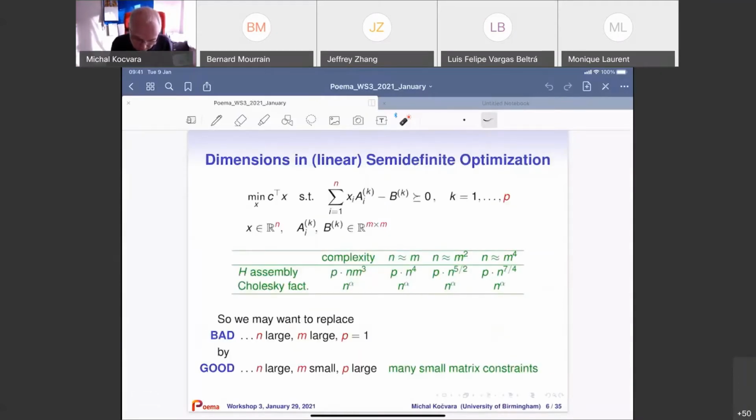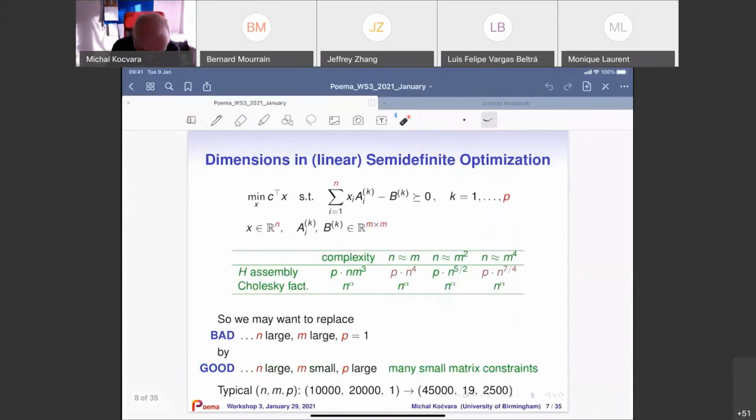So looking again at the complexity, and now just assuming that my matrix H is a sparse matrix, so that's this green table, we see that the bad case indeed is the case when n is about the same size as m. So the number of variables, the size of this variable vector, is about the same as the dimension of my LMI. And the good case is this case here, that n is much, much larger than m.